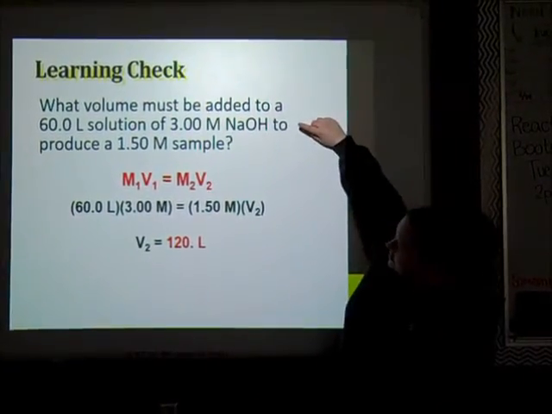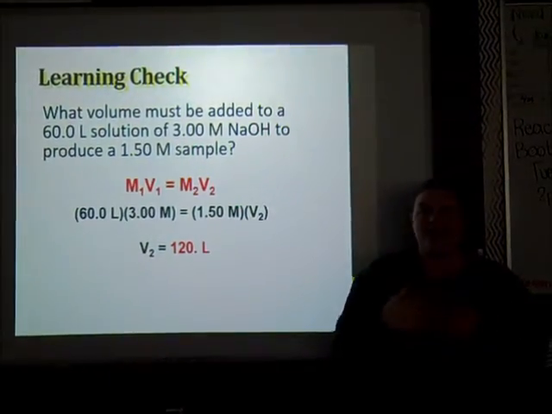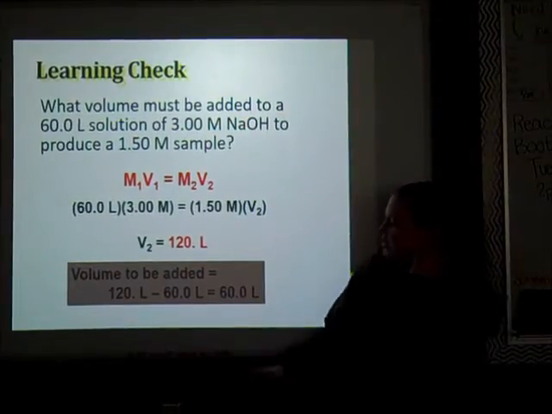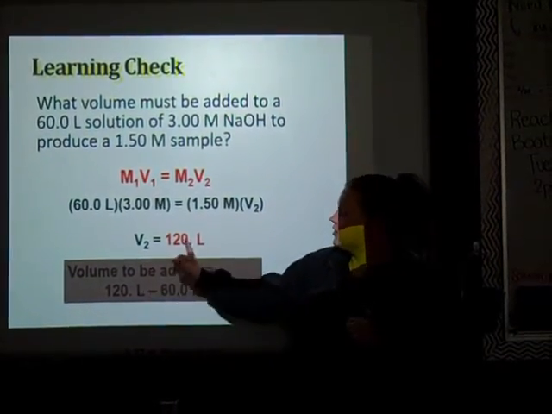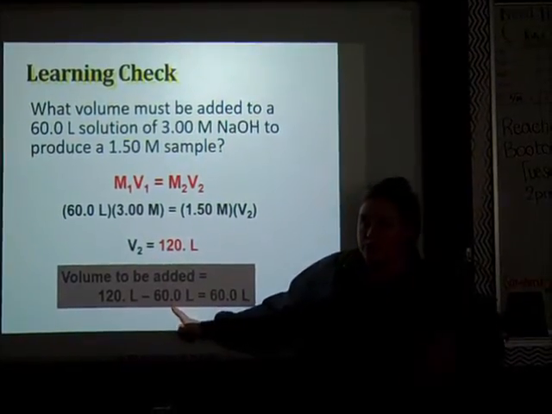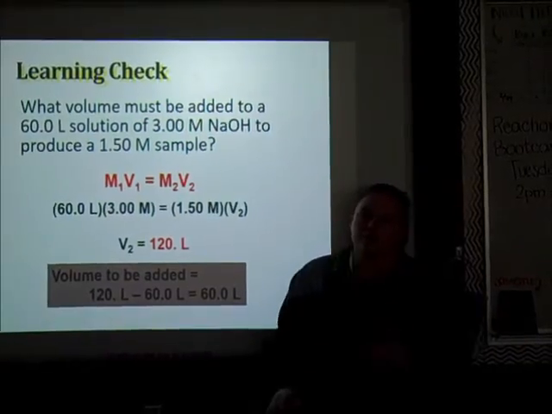But the question asks, what must be added? So how much volume of water do we have to add to get to that final molarity that we want? In order to do that, you're going to take that 120 liters that you calculated here and subtract out what you started with. You started with 60 liters, so you need to add 60 liters of water to dilute it by half.